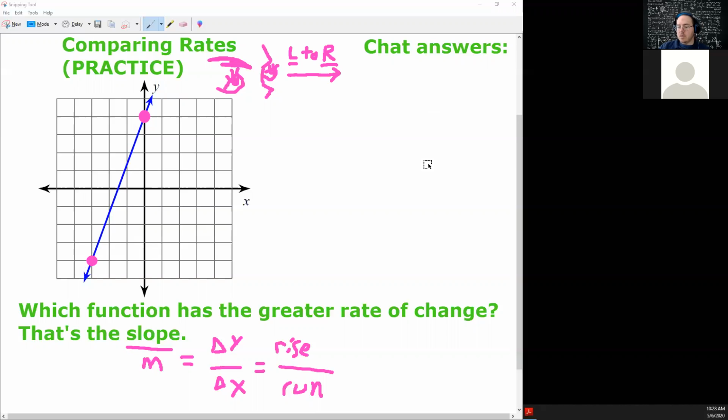What is this slope? I'm going to write down some chat answers on screen while I respond to some teacher messages. Okay, from chat, I've got 8/3.